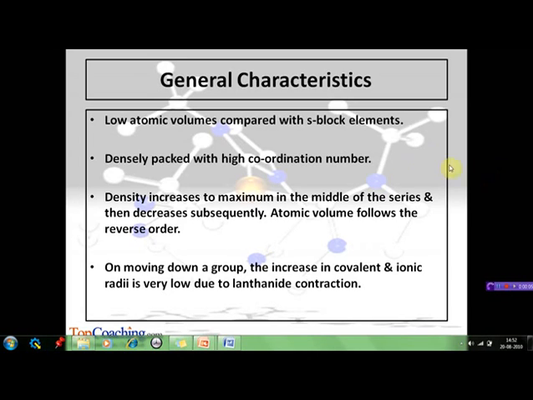The atomic volumes of transition metals are low as compared with the s-block elements. They are densely packed with high coordination number. On moving through a series, the density increases with maximum density in the middle of the series and then decreases subsequently. Atomic volume follows the reverse order, that is, it decreases to a minimum in the middle of the series and then increases subsequently. On moving down a group, the increase in covalent and ionic radii is very low due to lanthanide contraction.